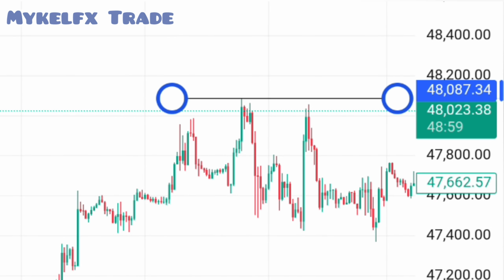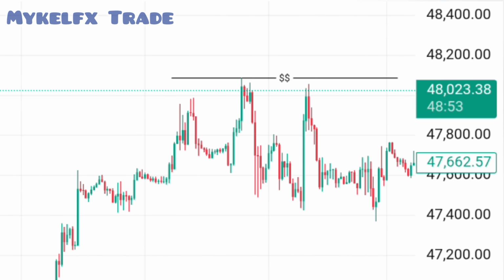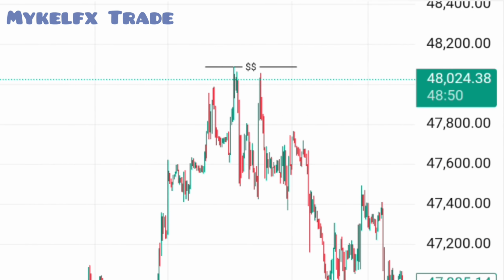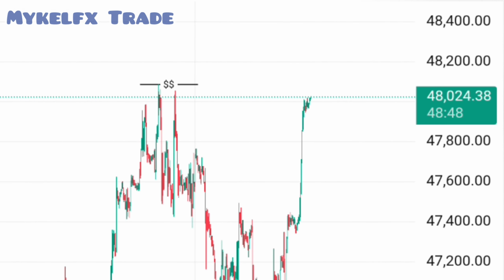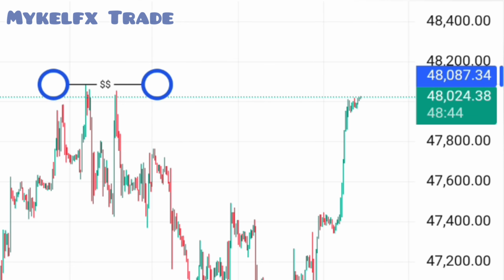Liquidity right here. Let me go ahead and identify this for you. As you can see, there is liquidity right here. Now let's extend this chart and see what is happening. You can see that right now the market is actually coming back to take out this very place.